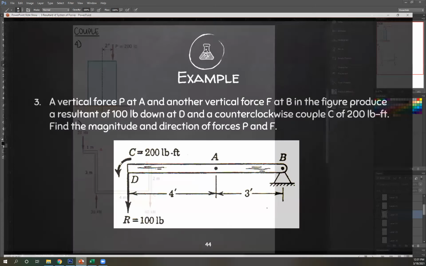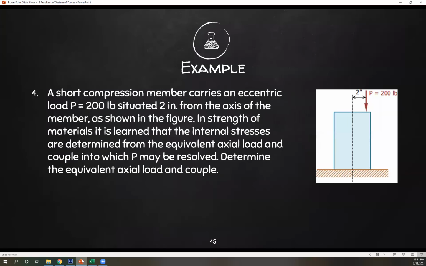Number 4. A short compression member carries an eccentric load, 200 pounds, situated 2 inches from the axis of the member, as shown in the figure. In strength of materials, it is learned that the internal stresses are determined from the equivalent axial load and couple into which P may be resolved. So determine the equivalent axial load and couple.